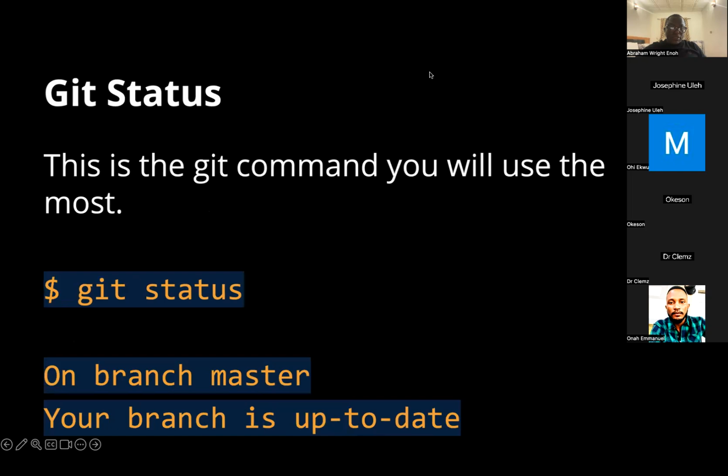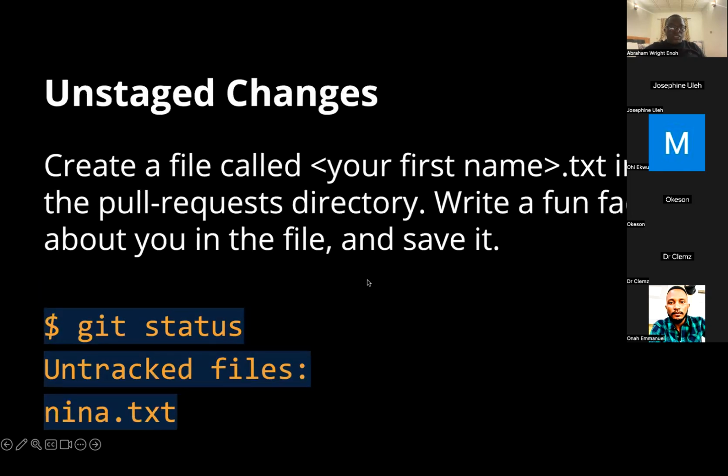So these are the status commands, like git status on branch master. Your branch is up to date. You can install it on the computer. You can unstage the changes, like create a file called your first name.txt. In the pull request directory, you write a fun fact about yourself. So you can decide to untrack it here from the Unix command, and you can just decide to go to their system and you sign up. This is what we are trying to say here, right?